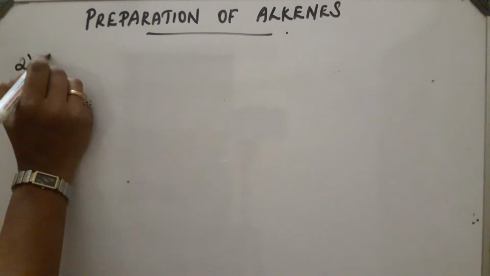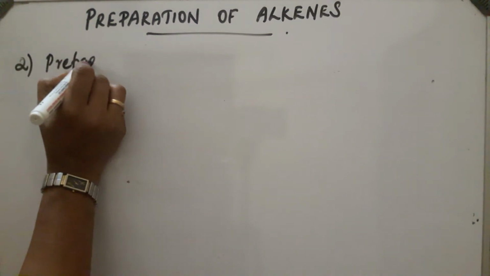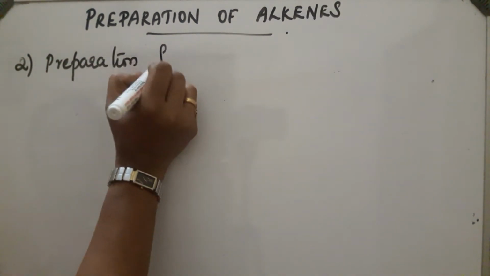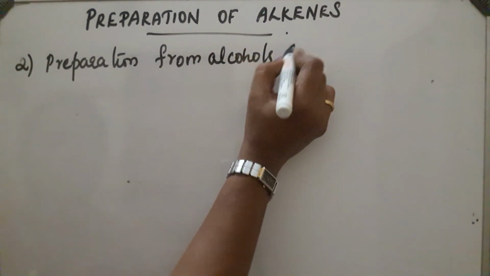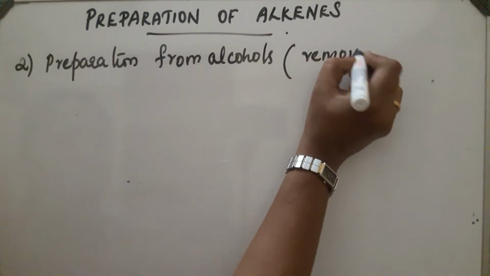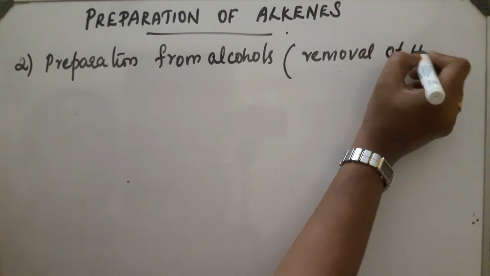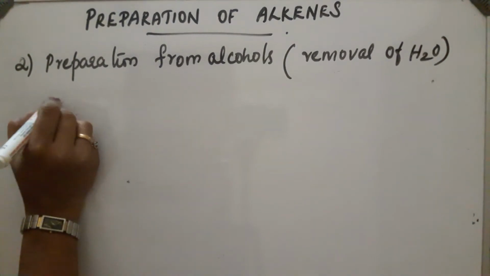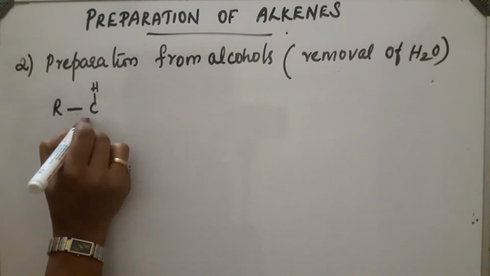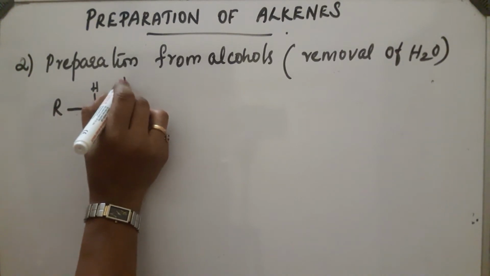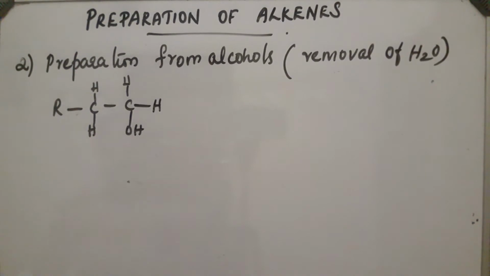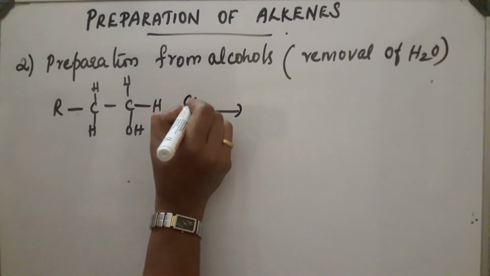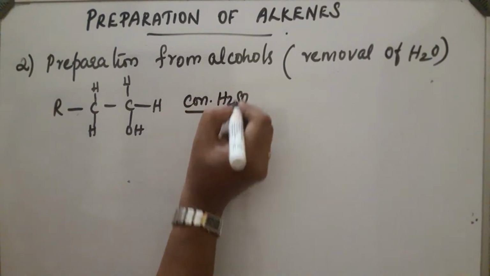Second preparation, from alcohols. What will happen? In this case, the removal of an H2O molecule is taking place. Removal of H2O, like this. CH, H, OH. This is the alcohol. How can we prepare? This reaction takes place in the presence of concentrated H2SO4 on heating.